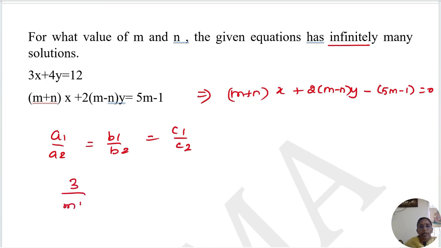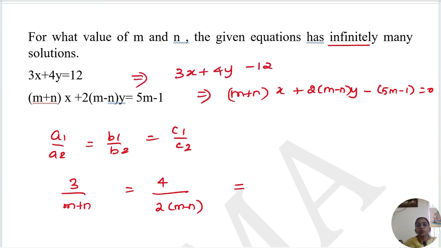So 3 divided by (m plus n) is equal to 4 divided by 2 times (m minus n) and it is equal to the c value. So here also you have to rearrange. So 3x plus 4y minus 12 is equal to 0. So minus 12 divided by minus of (5m minus 1). So this is our data. Now you can cancel your values. The minus and minus you can cancel.